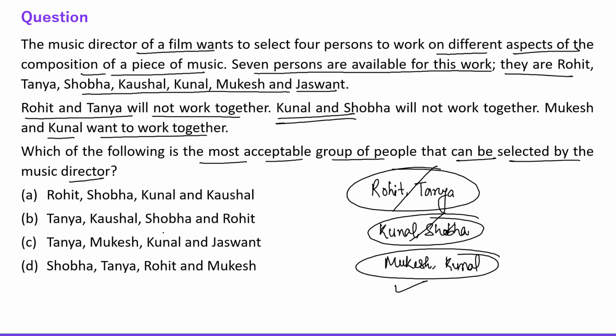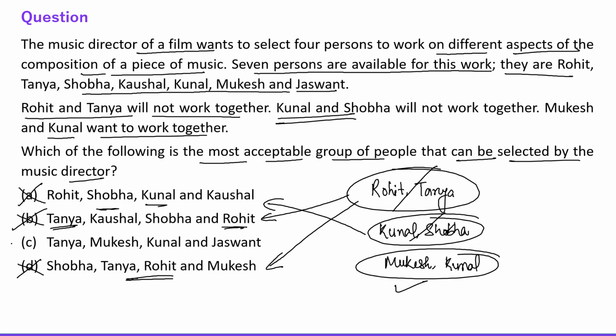The first option says Kunal and Shobha, and it is given that Kunal and Shobha can't work together, so the first option is not correct. In the second option, Rohit and Tanya are given together, and they are not interested in working together. Similarly in the fourth option, Rohit and Tanya are together, so this is not the answer. So obviously the answer will be option C, because A, B, D are wrong, and the one left is the correct answer. So C is the right answer.